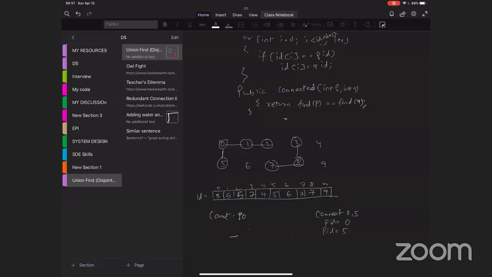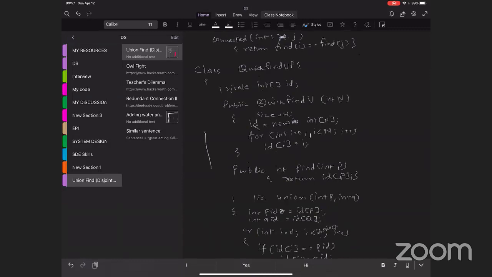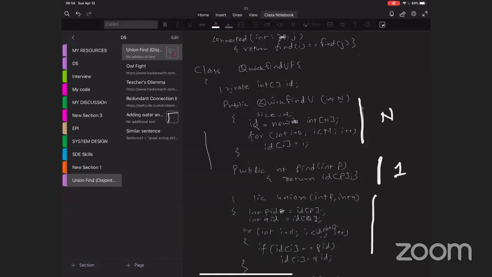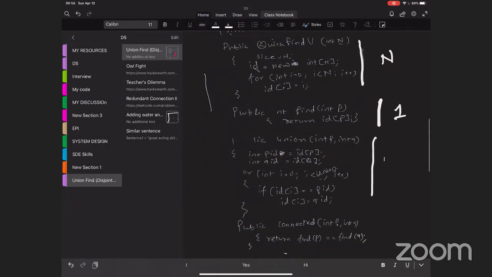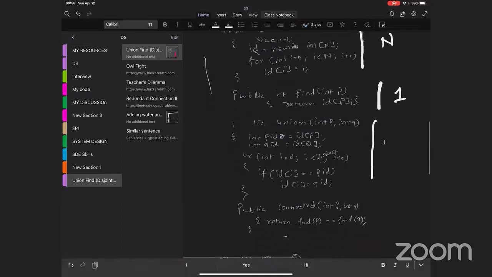It is a very simple algorithm, right? So let's find the runtime of this. In the constructor we initialize the array, so what is the runtime of the constructor? O of N. What is the runtime of find? Constant, O of 1. What is the runtime of union? N. And what is the runtime of connected? 1 only.